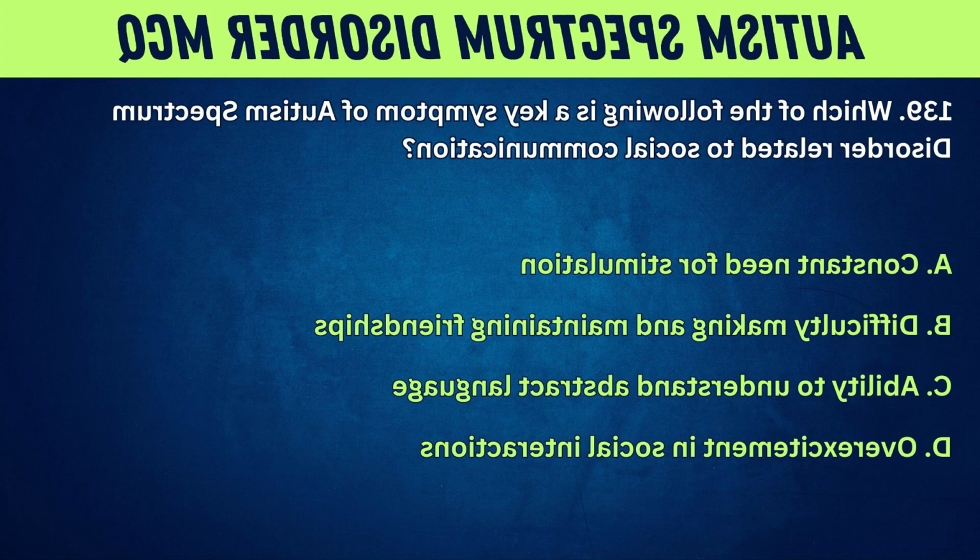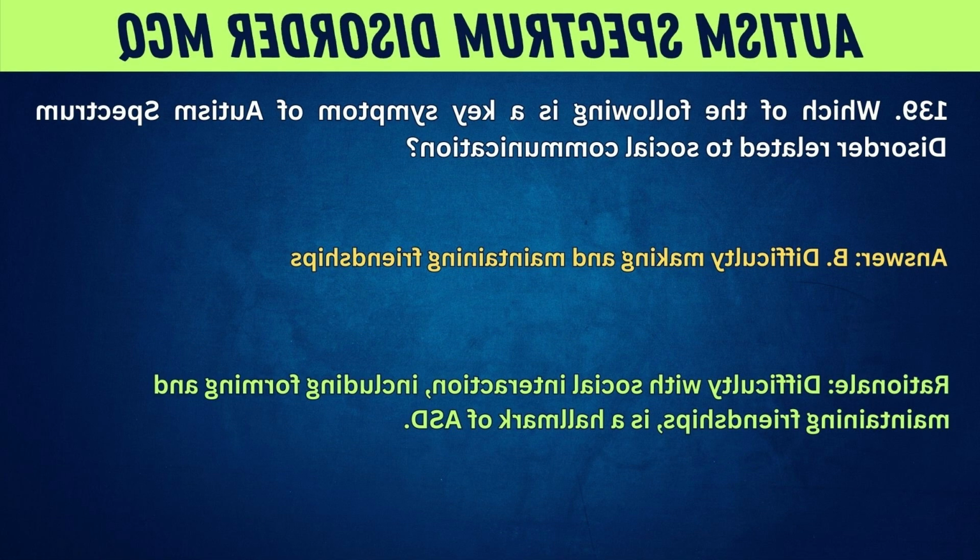139. Which of the following is a key symptom of autism spectrum disorder related to social communication? A. Constant need for stimulation. B. Difficulty making and maintaining friendships. C. Ability to understand abstract language. D. Overexcitement in social interactions. Answer: B. Difficulty making and maintaining friendships. Rationale: Difficulty with social interaction, including forming and maintaining friendships, is a hallmark of ASD.